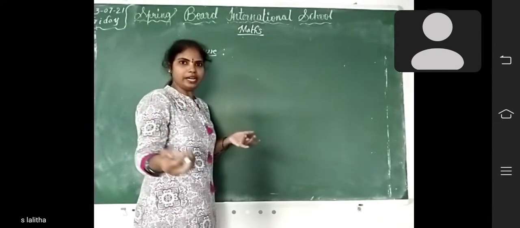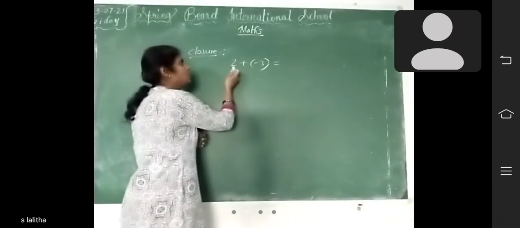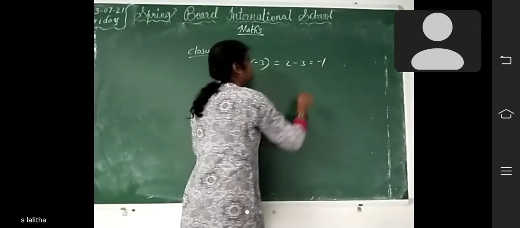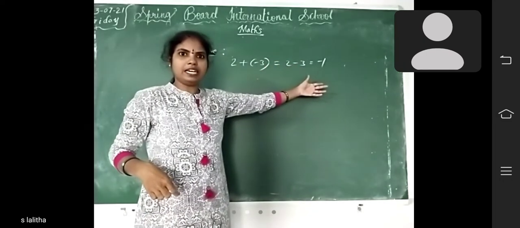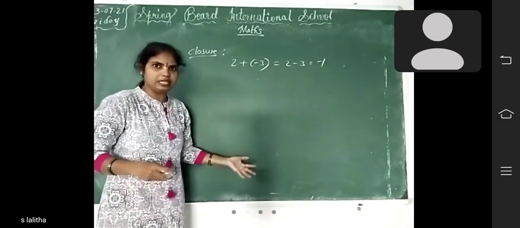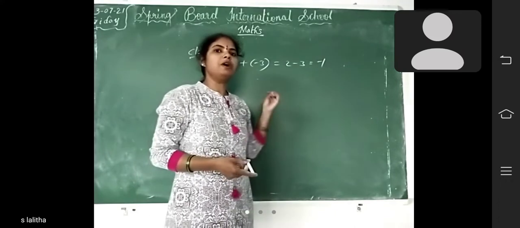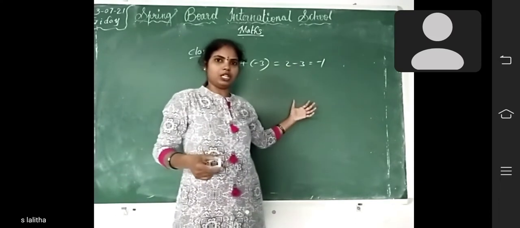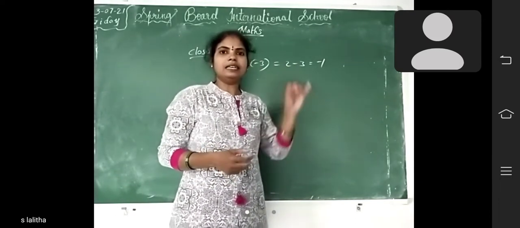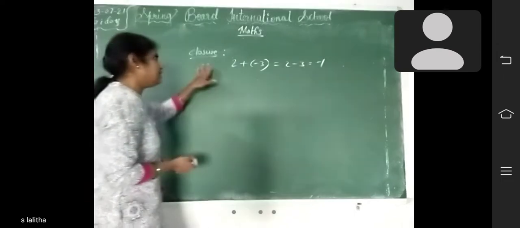If you take any two integers, say 2 plus minus 3, the answer is again 2 minus 3. What is the answer? Again an integer. So that is the closure property. Did you understand? Closure property means if you take any two integers, the answer will also be an integer only. So the closure property is satisfied under addition, subtraction and multiplication. It is not satisfied under division. Okay children, that is the closure property.